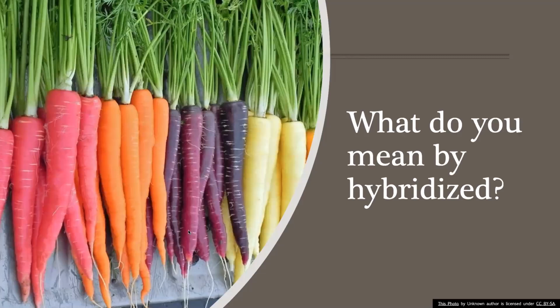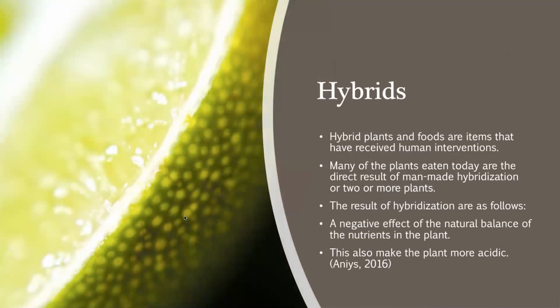So specifically, what do I mean by hybridized? And as you see, there's a picture of carrots here. A lot of people don't realize how the carrot has been manipulated and made hybrid over the years. All right, so hybrid plants and foods are items that have received human intervention. And we're seeing a lot of this right now. I don't know if you've been to the grocery store lately, but they have these flavored cotton candy grapes, and different flavored grapes that obviously did not occur naturally. So they've been manipulated and they receive human intervention.